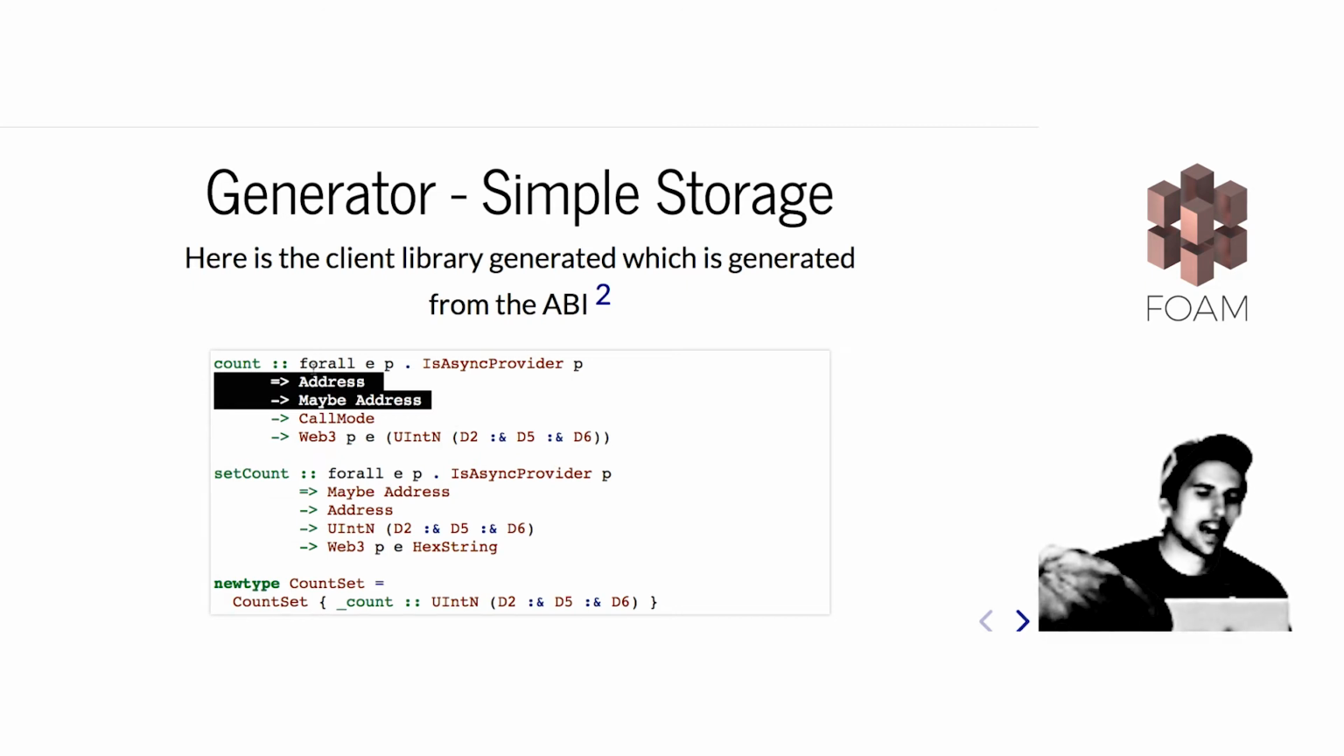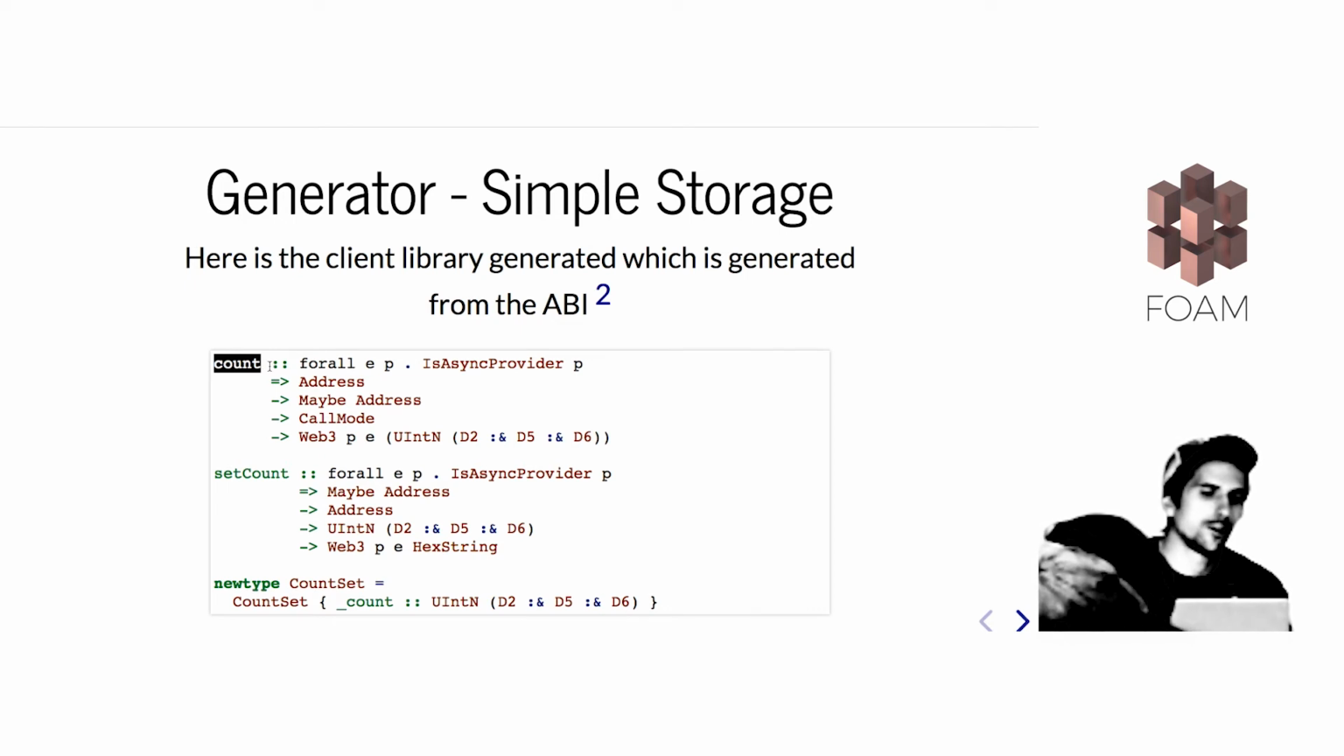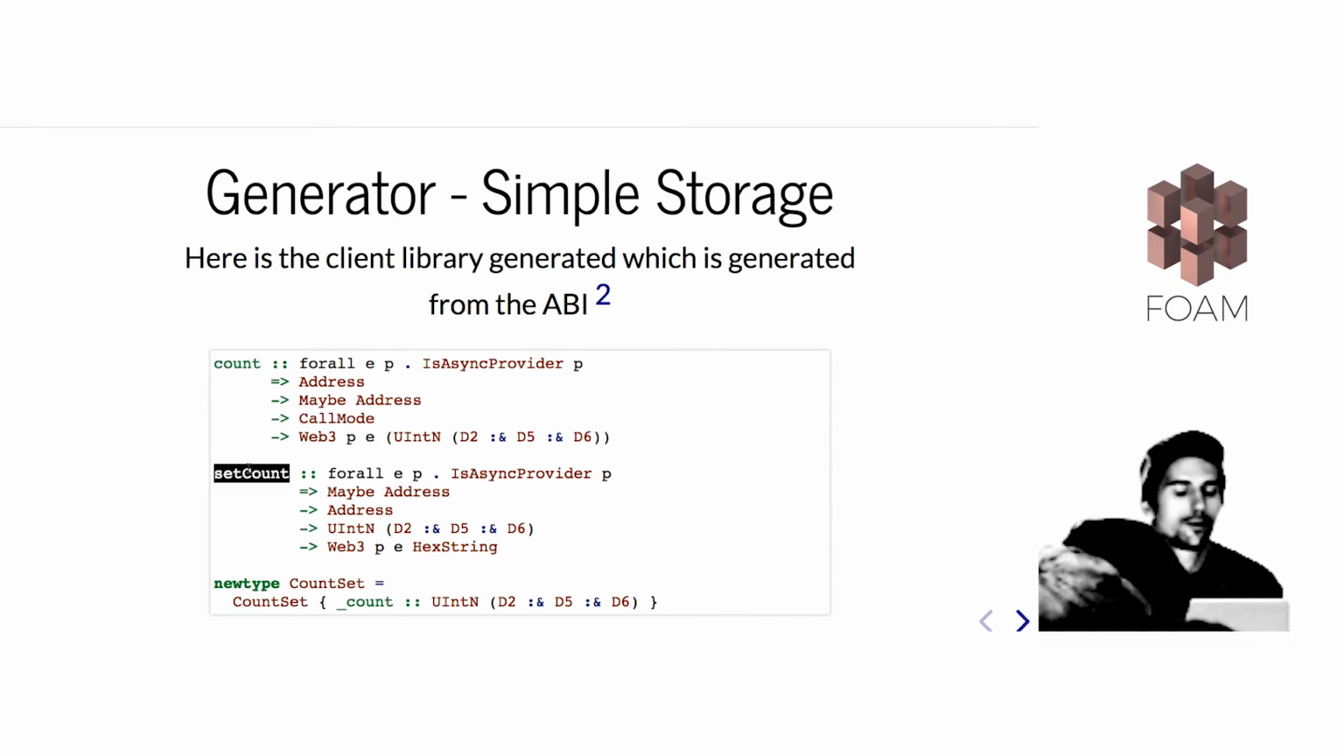Okay, so these addresses are basically the contract address and the sender address. The call mode is, this is a non-state changing transaction, so you need to specify what state you're looking for when you make this call. Would you like to query the state as of the latest block, as of the Genesis block, as of block 247, whatever. You need to specify what you're looking for.